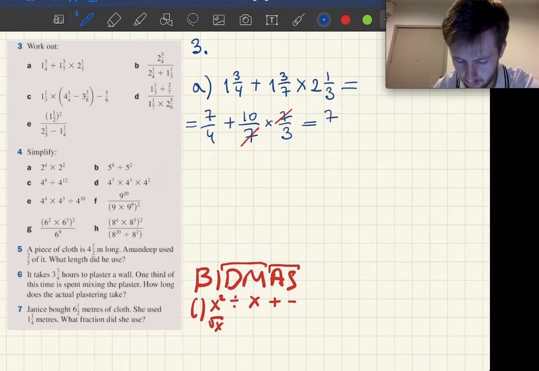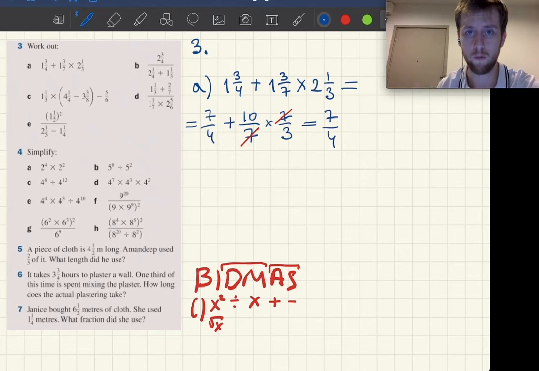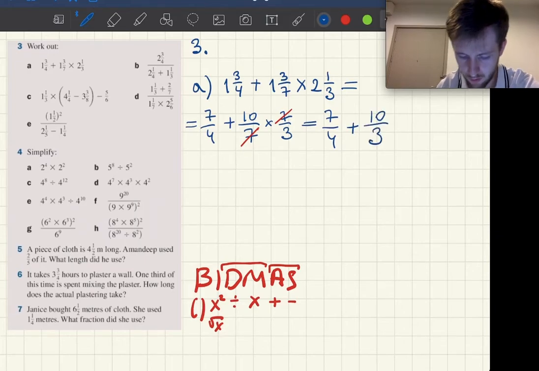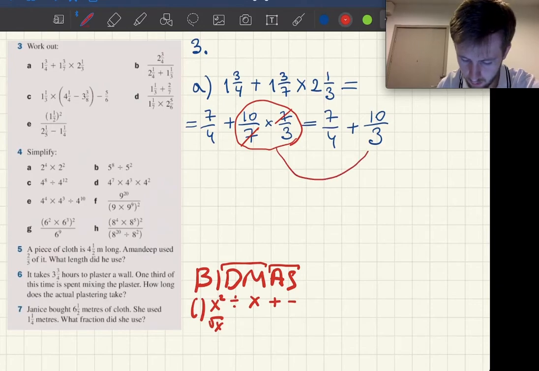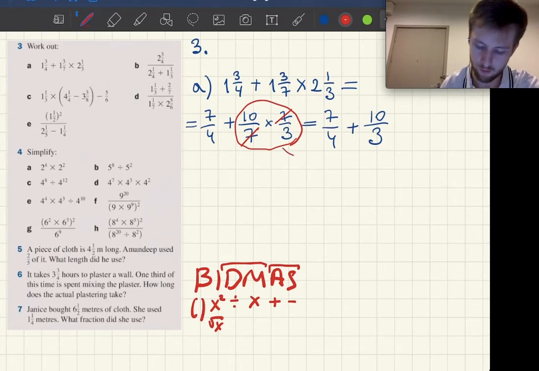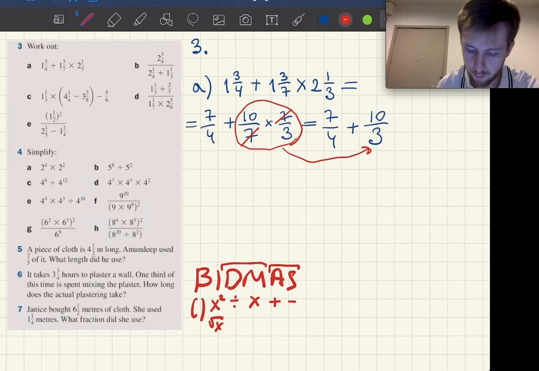And then we get 7 over 4, which we don't touch yet. We don't do anything yet. First we do multiplication. 7 over 4 plus 10 over 3. This is what we got. So from this whole thing, we got 10 over 3, like this. Let me do it like that. So 7 over 4 plus 10 over 3.